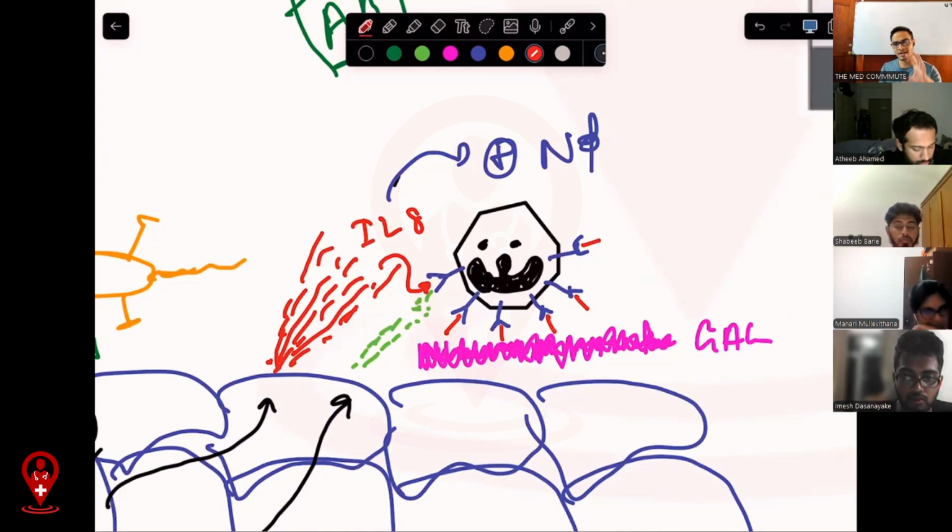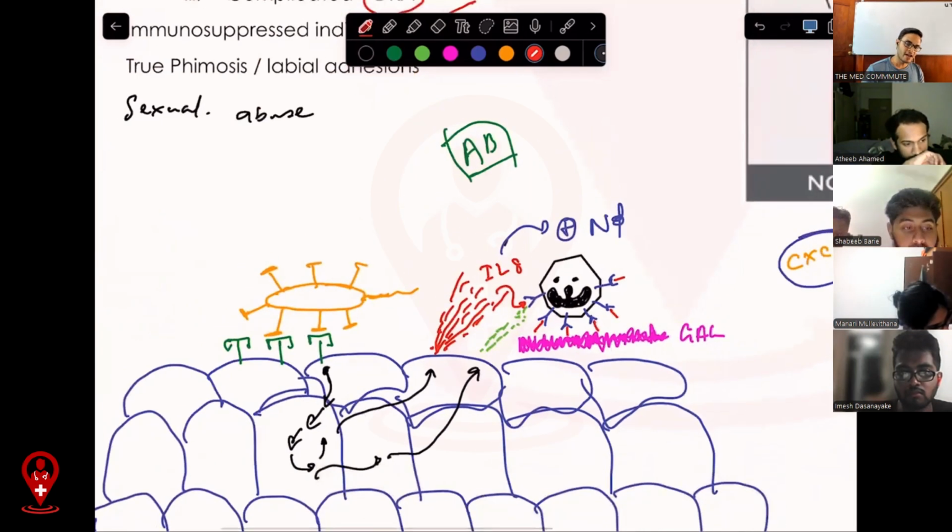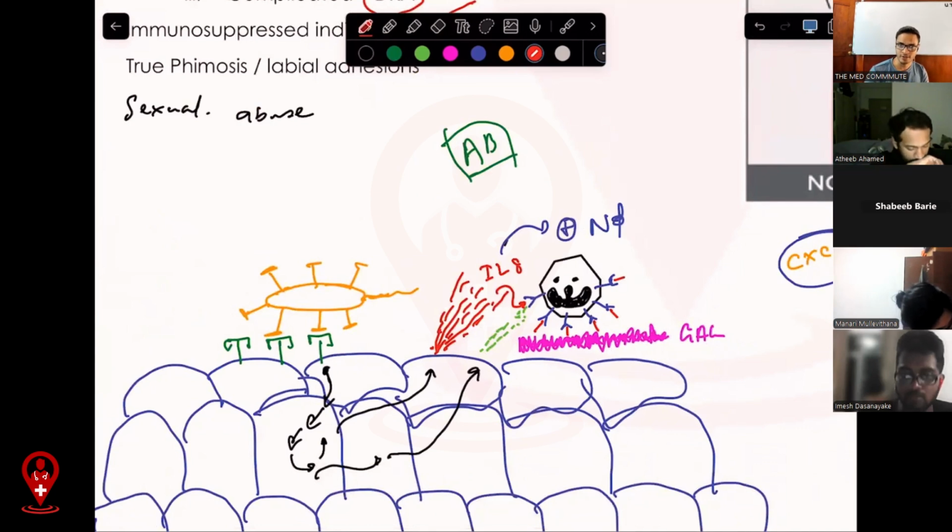So what is this, guys? Just imagine it like we are calling the police. We are calling the neutrophil to come, and we are giving the gun also to the policeman, to shoot the pathogen. Exactly what it is. So these are two things that happen here.